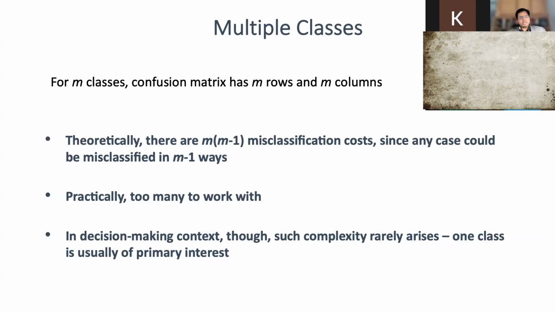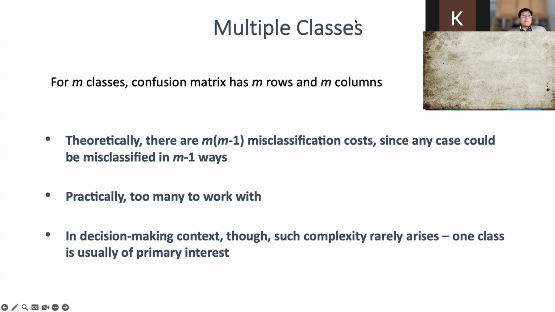In typical decision-making contexts, such complexity rarely exists. They normally try to simplify situations. One class is typically always more important, the primary class of interest, and hence there are ways to work around such complexities and make it beneficial for the company.